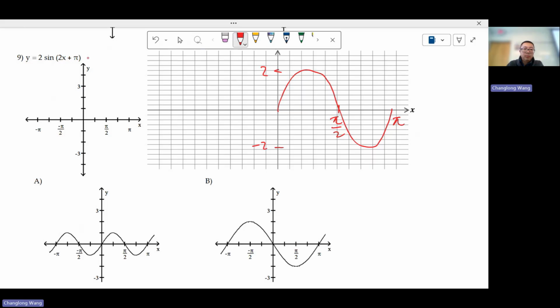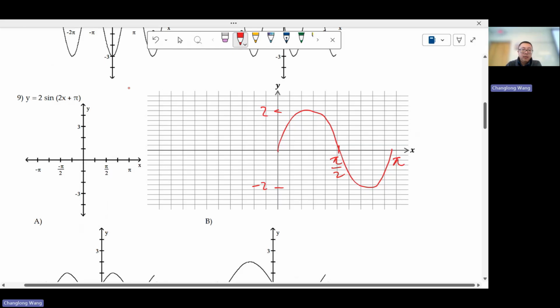Now, the hard part is, what about the phase shift? So I know that, since you're adding the pi, that means it's shifting to the left. By how many units? Half the pi. How do you guys figure it out? Okay, so I guess it sounds like the phase shift formula, you guys happen to remember.